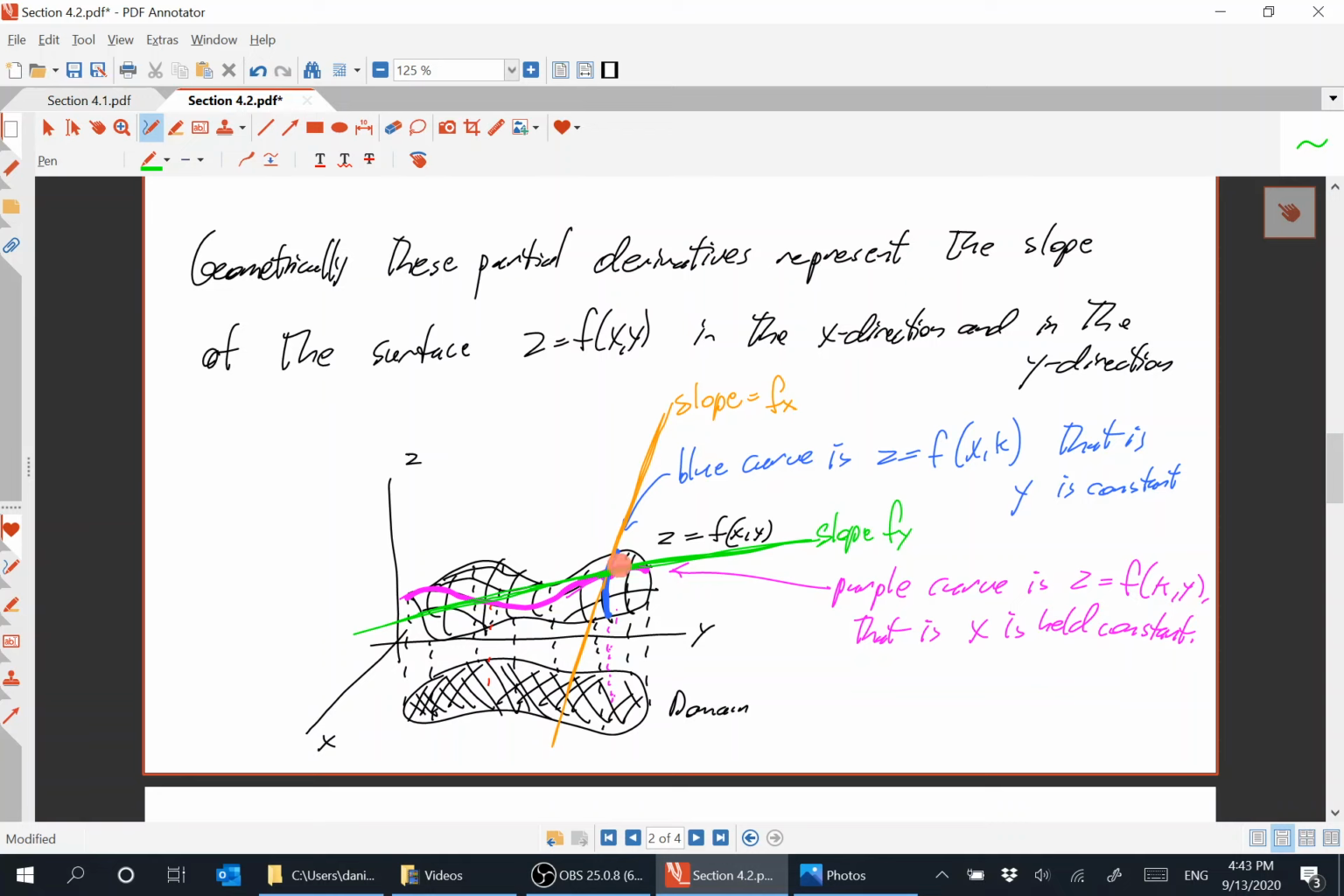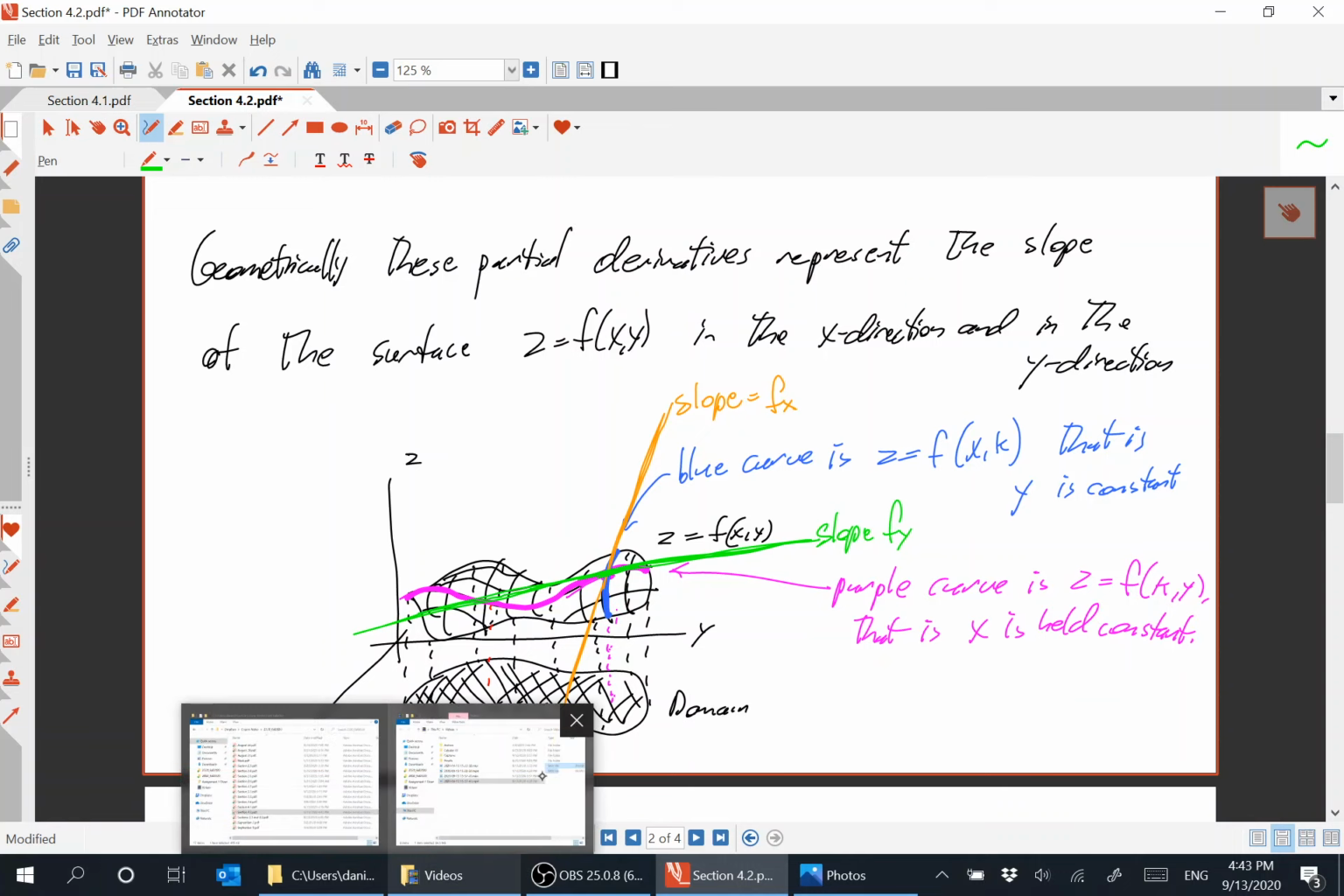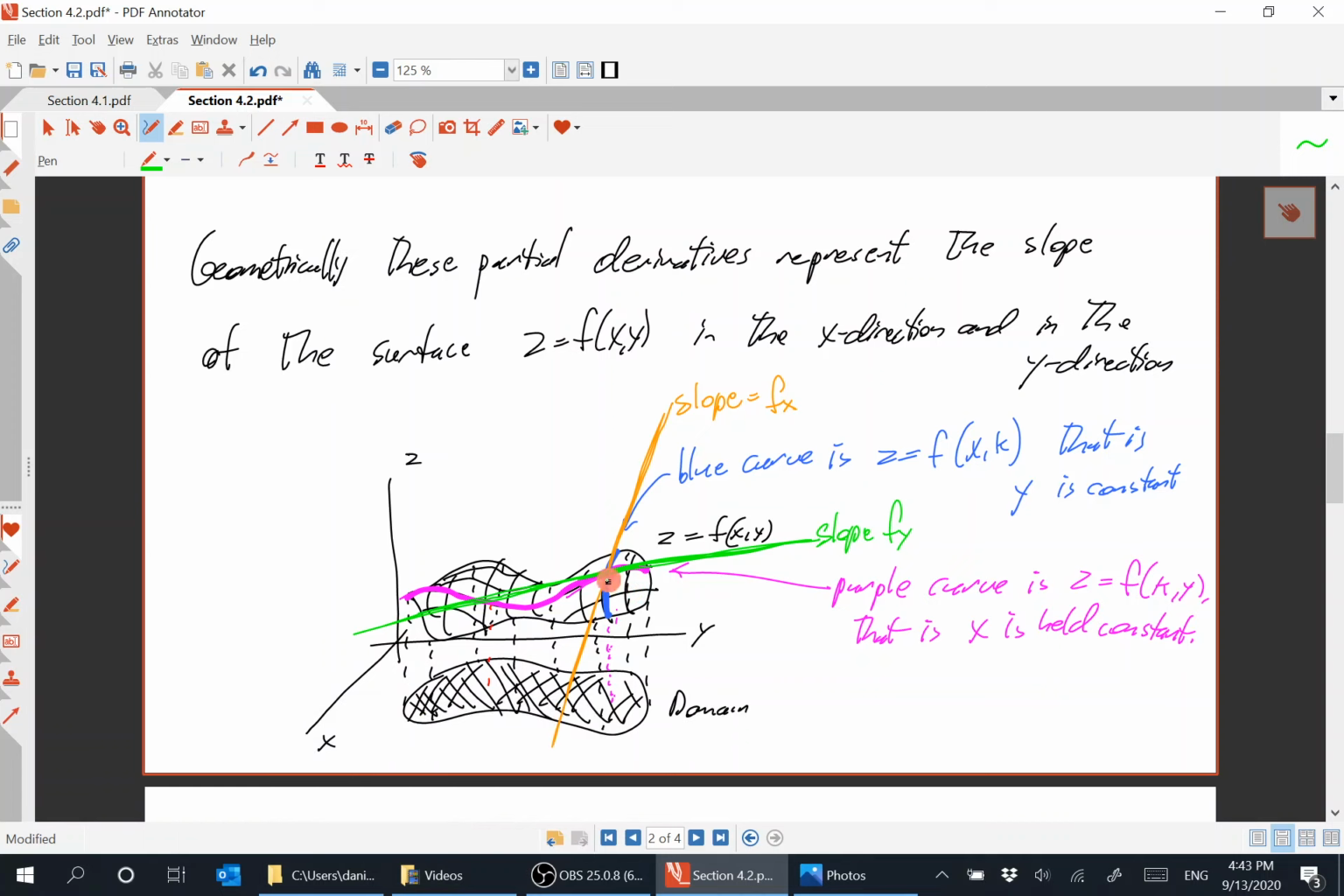When x varies and y is held constant, you get this blue curve. So the slope of the blue curve at that point is the slope of this orange line. And that slope is the partial derivative with respect to x, because y is the one that's held constant. Okay, so there's the picture for partial derivatives.